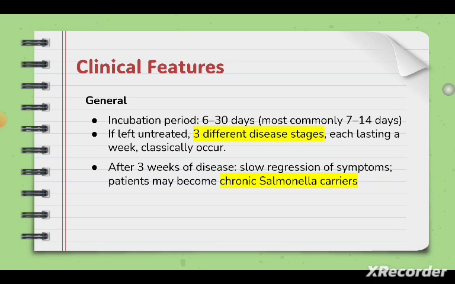Generally, the incubation period is 6 to 30 days, or most commonly from 7 to 14 days. If left untreated, the disease passes through 3 different stages, and each stage lasts about 1 week. And after 3 weeks, there are two possibilities: either slow regression of symptoms, or patients become chronic Salmonella carriers.